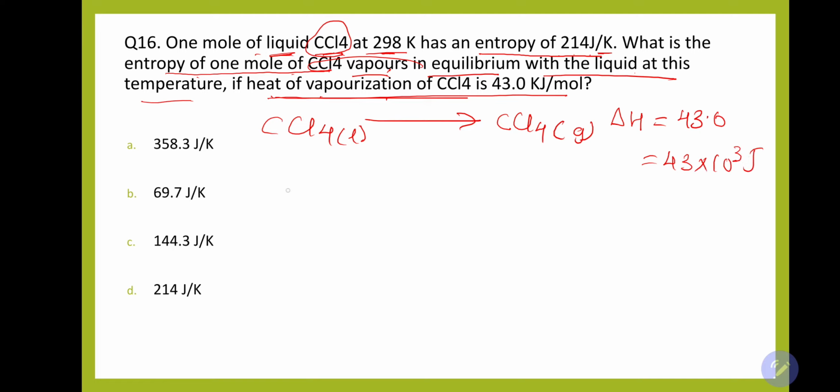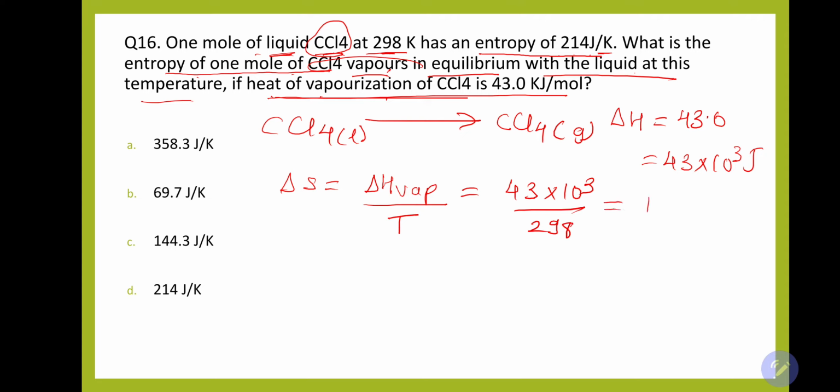Okay, now what is the formula of entropy? Entropy is given by delta H, that is Q, written as heat. So here heat is nothing but the delta H of vaporization upon T. This formula is already given by me in the chart in my lecture, please have a look at that. So it will be 43 into 10 raised to 3 divided by 298, which will be 144.3 joules.